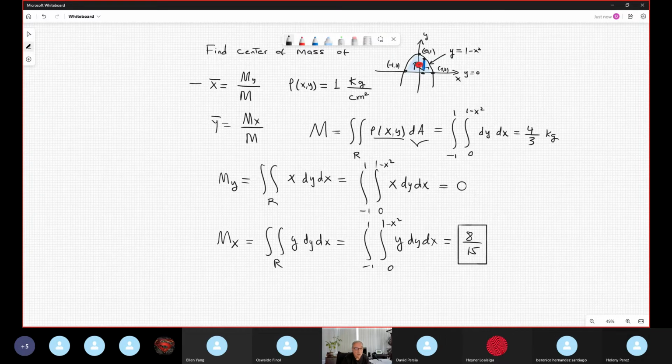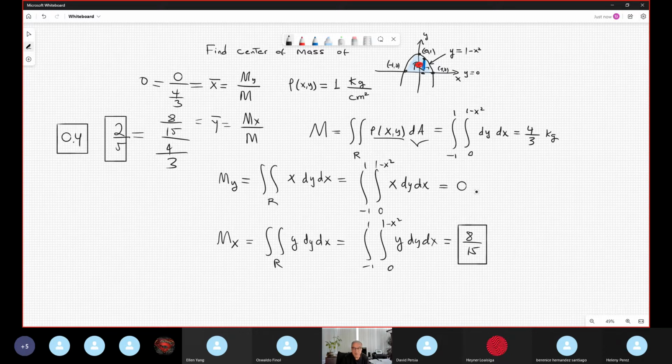Now, what is the center of mass? Well, I come back to the original. The center of mass is Ny divided by m, 0 divided by something is 0. And the other one is Nx, which is 8 over 15 divided by 4 over 3. Okay, this is 2/5, 2 over 5. And 2 over 5, to have some idea, approximately 0.4. So the center of mass of the parabola is located at one point here, guys.